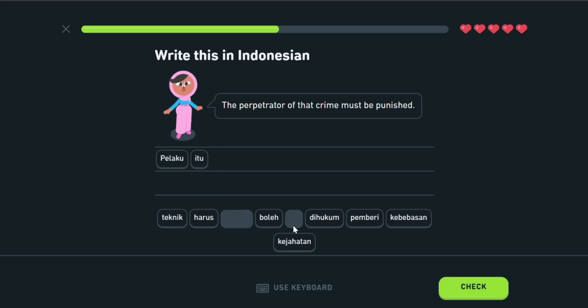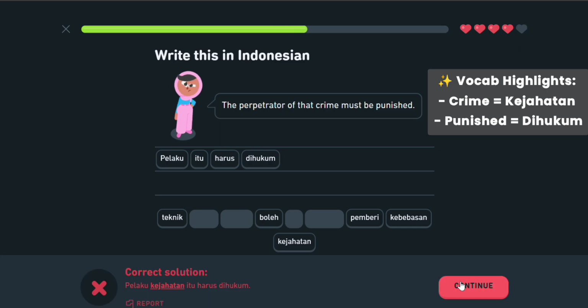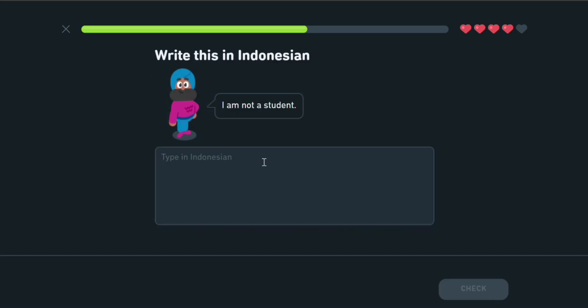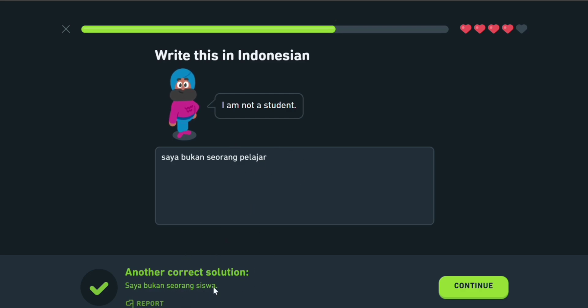The perpetrator of that crime must be punished. So, pelaku itu harus dihukum. Next. Oh, okay. I left out the word crime, which is kejahatan. But let's go next. I'm not a student. I guess I'll use saya. Saya bukan seorang pelajar. Next. Okay, it gave me another correct solution. Saya bukan seorang siswa. That is both true. So pelajar and siswa both mean student.